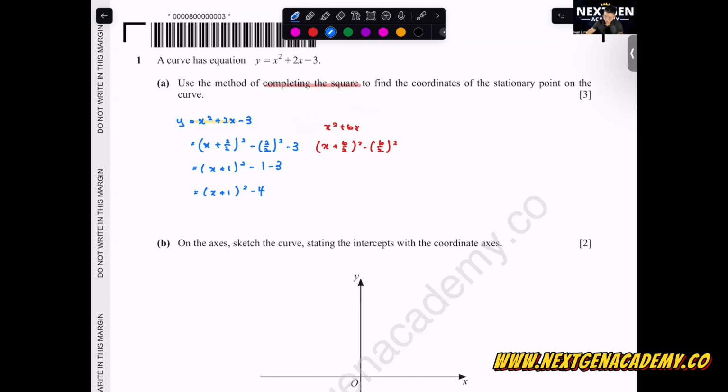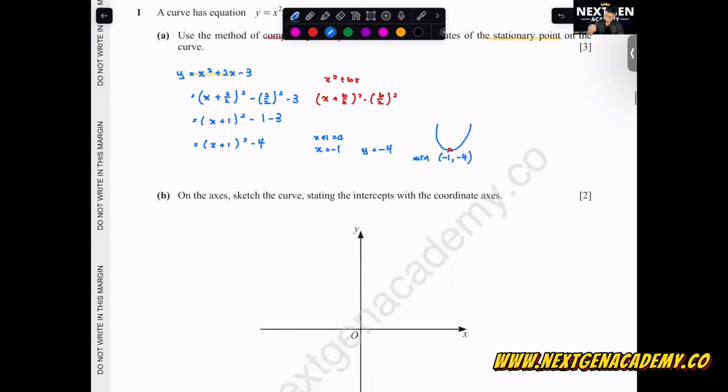Then to find the stationary point. What stationary point is this? This is a happy face graph, so we should get a minimum point. How do we get it? We use this value to find the x, then this value to find the y. So the x value will be x plus 1 equals 0. You don't have to write the working for this, but if you want to, it will be x plus 1 equals 0, x equals negative 1. You can straight away write x equals negative 1, then y equals negative 4. So negative 1, negative 4, and this is a minimum point.